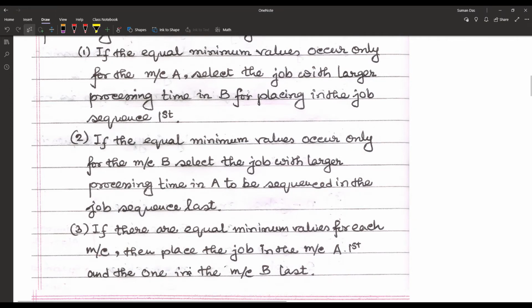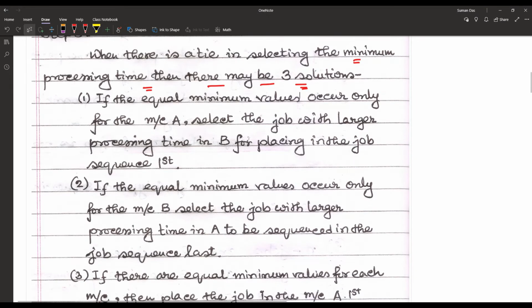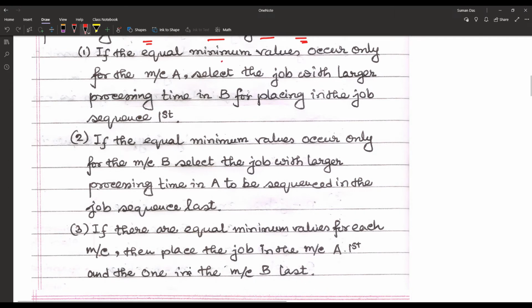And step 3 says, when there is a tie in selecting the minimum processing time, then there may be 3 solutions. Now what are the solutions? Now if the equal minimum values occur only for machine A, then select the job with larger processing time in B for placing in the job sequence first, but that is not our case at that moment. If the equal values occur only for machine B, that is also not our case.